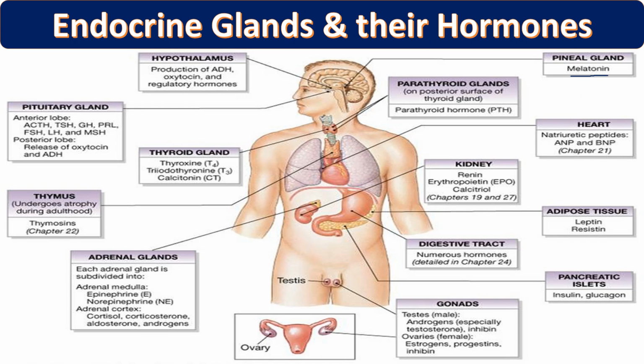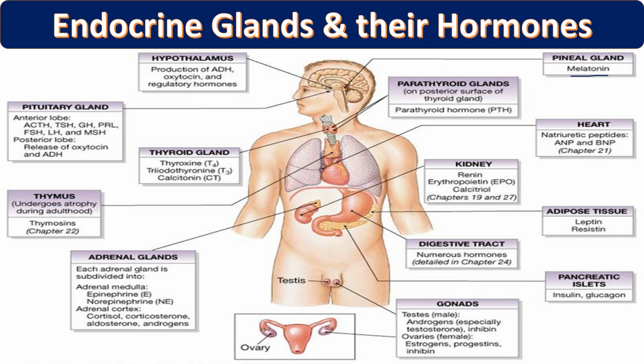So they are going to produce adrenocorticotropic hormone, ACTH, thyroid stimulating hormone, growth hormone, prolactin releasing hormone, FSH, follicle stimulating hormone, luteinizing hormone, and MSH. Then release of oxytocin and ADH. Similarly, thyroid gland is going to release T3, T4, and calcitonin, that is the important hormone. Thymus is going to release thymosins, whereas adrenal gland is going to release epinephrine, norepinephrine, also called fight and flight hormones. Then adrenal cortex is going to release steroidal hormones, that is cortisol, corticosteroids, aldosterone, and androgens.